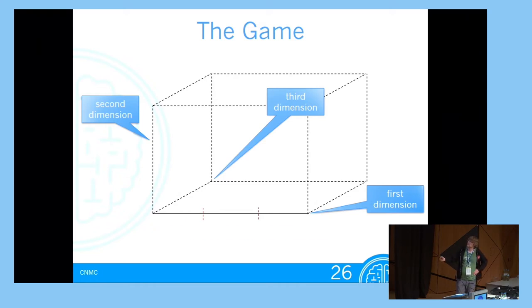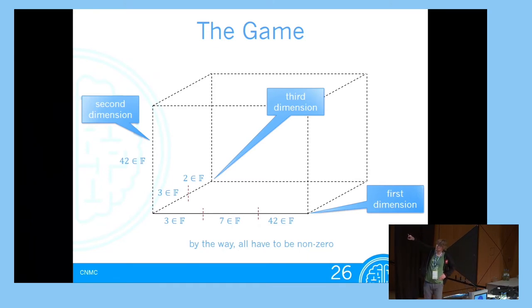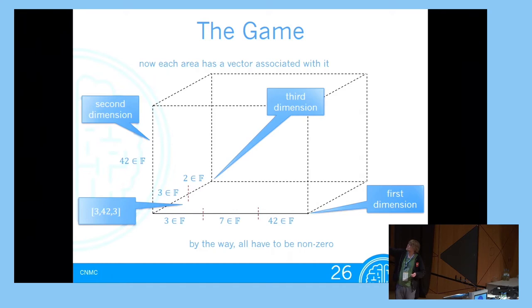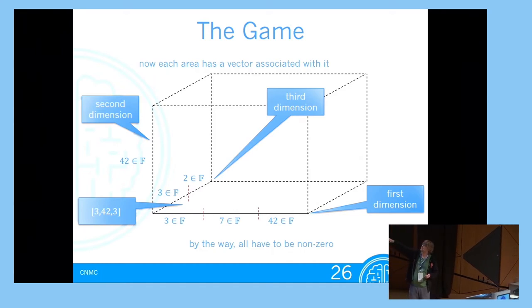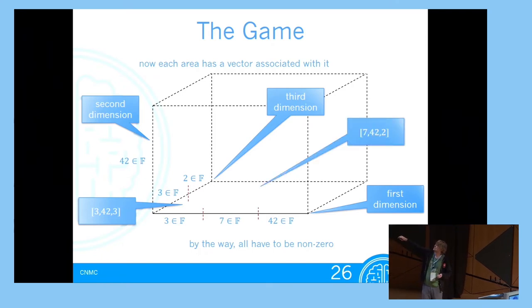And then what he gets to do is he gets to label each of the pieces by some non-zero field elements, where the field is stated in the code. Okay, so once he did that, say in the second dimension, he decided not to cut it. He just labels everything as 42. And in the third dimension, he makes one cut and labels it 3 and 2. So now what he created is, if you run the hyperplanes through each of the cuts, you've got 6 cuboids, right? And mind that each cuboid has an assigned vector to it, one three-dimensional vector. So for example, this cuboid has a vector 3, 42, 3. Well, this cuboid will have a vector 7, 42, 2, and so on, right?